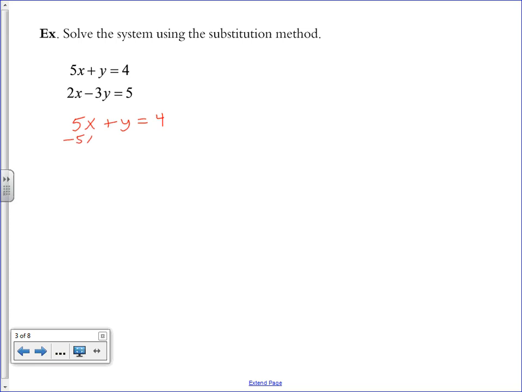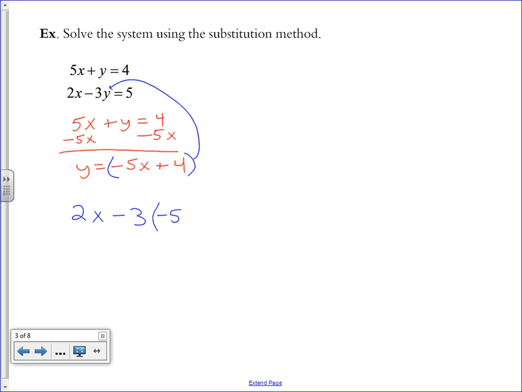So subtract the 5x to move it to the other side, and y equals negative 5x plus 4. Now I have y by itself. Y equals the quantity negative 5x plus 4. And so I can take this and plug it into the other equation in place of y. Got to be careful to use parentheses when I substitute, because there is a minus 3 in front of it that's staying. Then where y was in the parentheses, I'm replacing it with the whole quantity, negative 5x plus 4, and then equals 5. Now I have an equation with only x in it.